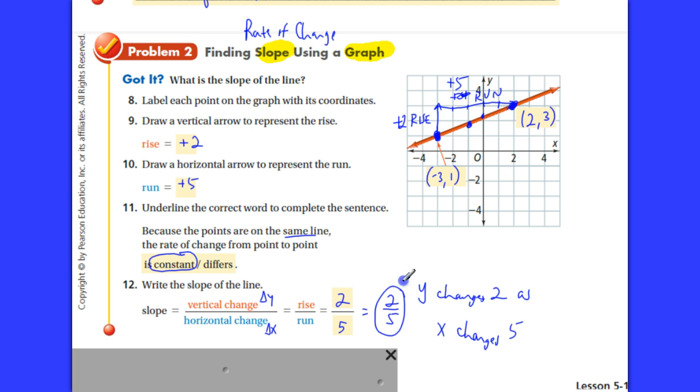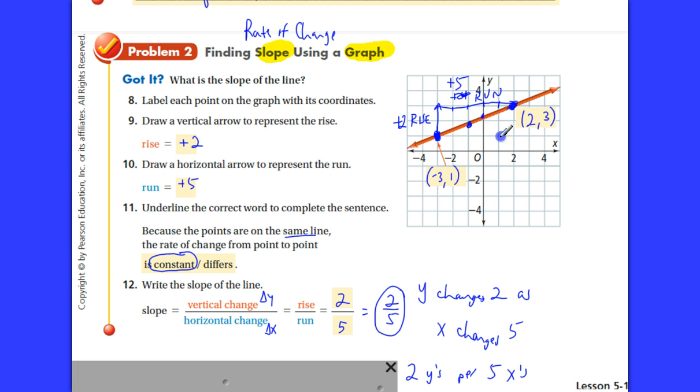And I like to see it that way. I like to go, okay, 2 y's for every 5 x's. Or you could say it that way, 2 y's per 5 x's. Okay, so that's given a graph. That is how we would find the slope of the line.